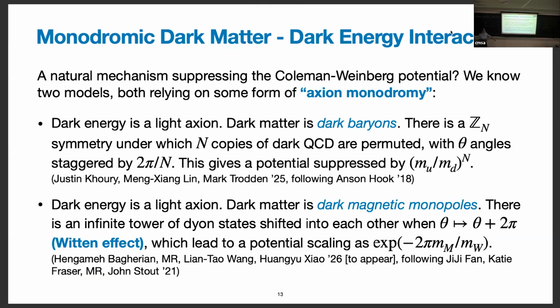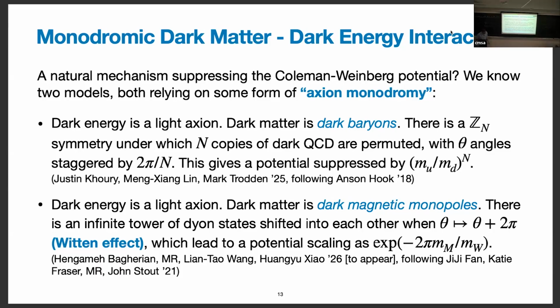One of those ways appeared in a paper last year by Justin Khoury, Mengxiang Lin, and Mark Trodden, where they're building on a field theory mechanism that Anson Hook proposed several years back. Their idea is dark energy is a light axion. Dark matter is in the form of dark baryons. So there's some dark QCD sector and it has its own proton-like states, and those are the dark matter.